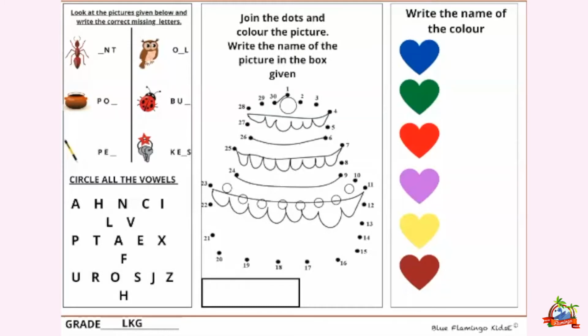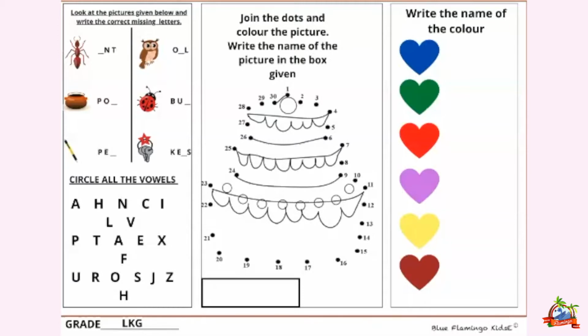In this sheet, we are going to read 3 different parts in which we will get to know about 3 different subjects: English, Maths and EVS. Let's get started with our first subject of the sheet, English. The question says, look at the picture given below and write the correct missing letter. What we have to do is recognize the picture and fill the missing letter.